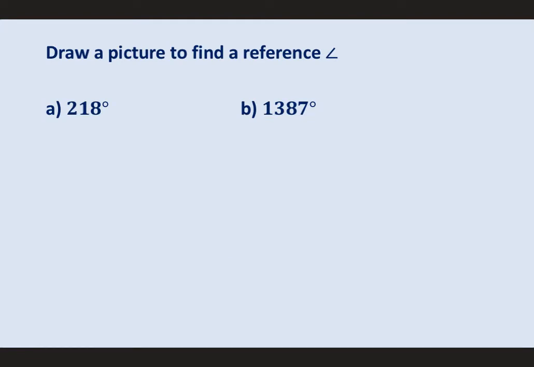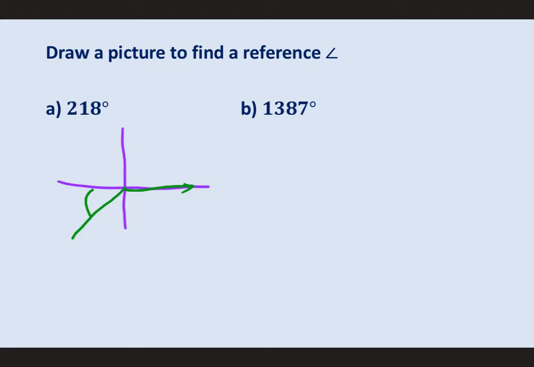We're being asked to draw an angle, and then once we draw an angle, we're going to find the reference angle. So we're going to find that acute angle to the x-axis. So the first one isn't too hard, 218 degrees. All right, so we know that straight up is 90, 180, this is 270, so 218 is somewhere here in quadrant 3.